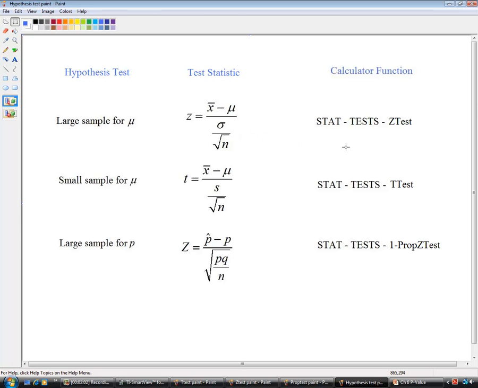As we found with confidence intervals, we use the stat key, arrow over to tests, and then we need to find the right option. Before, we were looking for things that had int or interval in them. Now, since we're doing tests, we want something that says test, and all of these do. A large sample test for the mean mu is a z-test, and that's the first option. A small sample for mu is a t-test. As I said before, anything that deals with p has a prop in it. We have one sample, so it's a one-prop z-test, using the z-distribution.